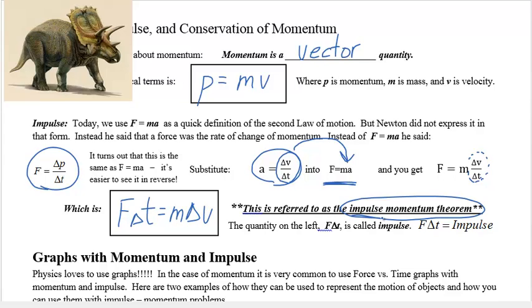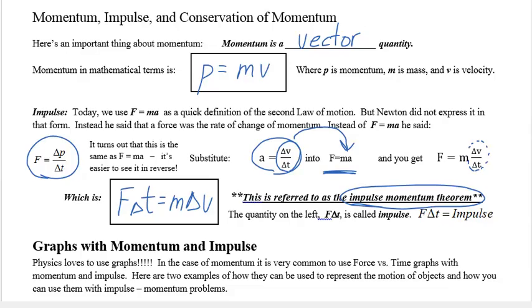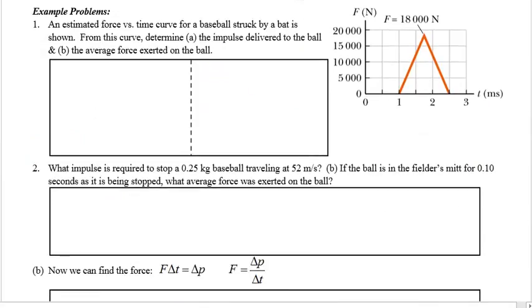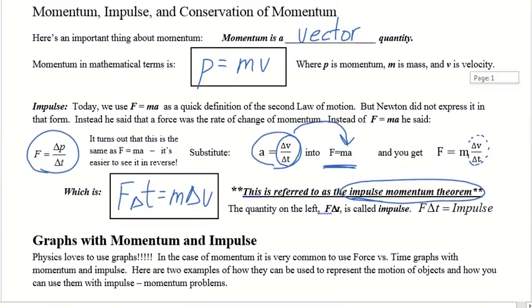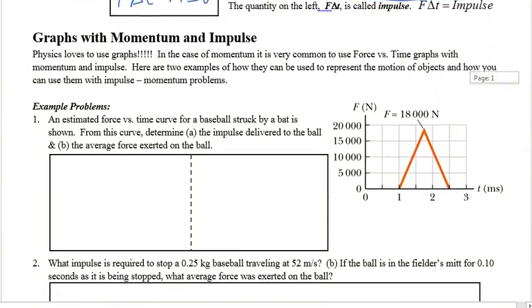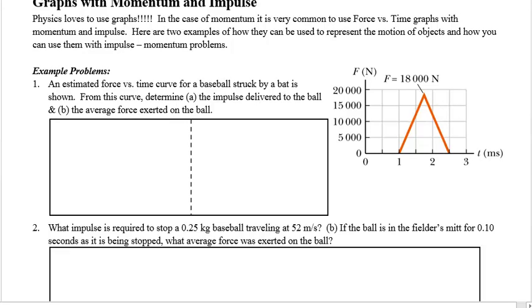So let's move down. On the AP test, which of course I know you're not taking right now, but just looking at it, they love to do graphs. So we're going to look at a force versus time graph and work through some problems on the graphs. Number one: an estimated force versus time graph for a baseball struck by a bat is shown. From this curve, determine A, the impulse delivered to the ball, and B, the average force exerted by the ball.